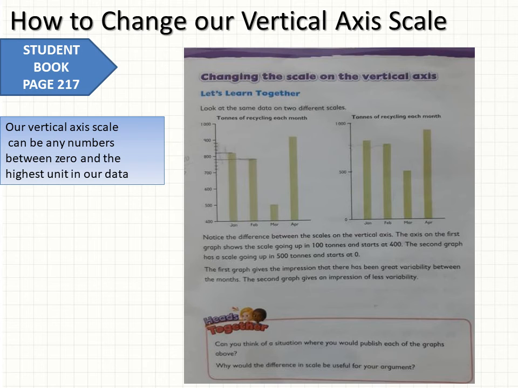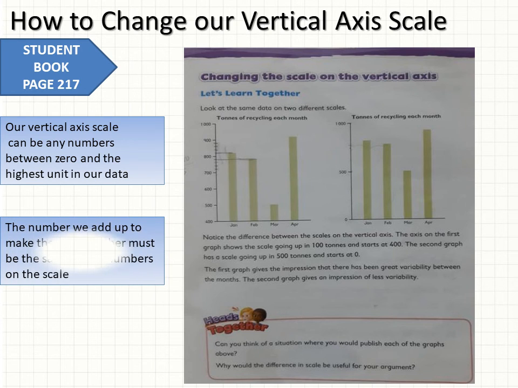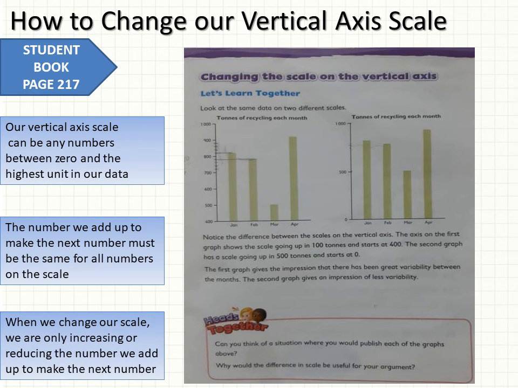The second thing, the number you add up to make the next number must be the same for all numbers on the scale. I explained that earlier. And finally, when you change your scale, you are only increasing or reducing the number you add to make the next number. For example, I choose a scale of 200. I'm adding up 200. So I have 200, 400, 600, 800, and 1000.